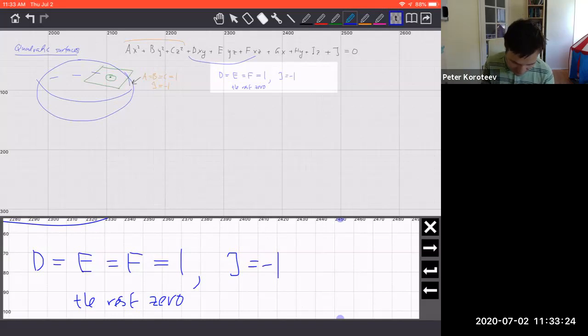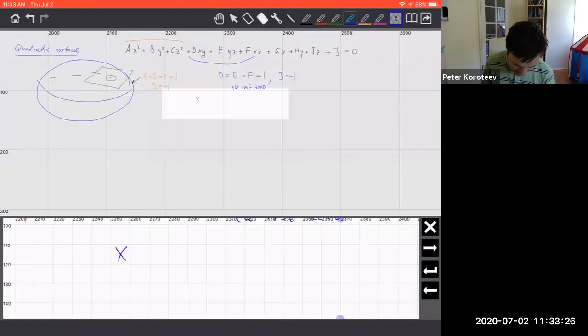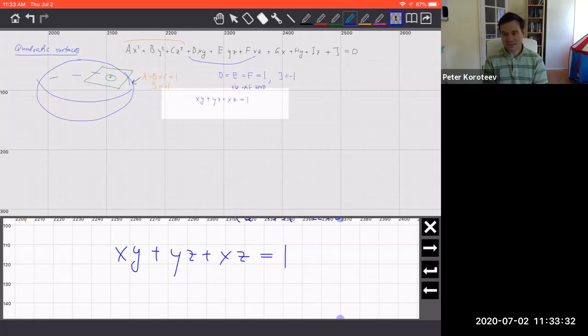So how about this equation? xy plus yz plus xz equals 1. What does it do? Well, to see what's going on, you may want to change the coordinates a little bit, right?